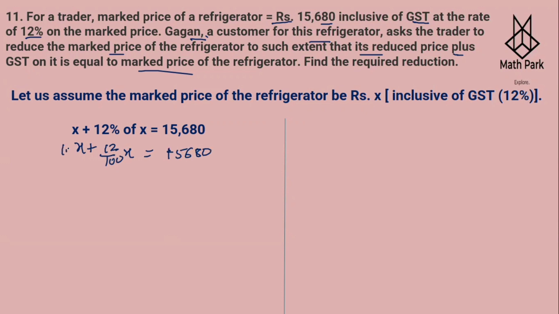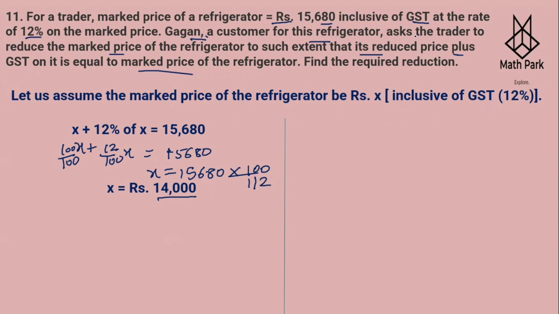So this becomes 100X upon 100. So this is 112X. So you get X is equal to 15,680 multiplied by 100 upon 112. Simplify this, you get 14,000. Okay, so X is 14,000. So what is X? It is the mark price of the refrigerator, which is inclusive of GST 12%. Okay. Now, what does Gagan, the customer, want?